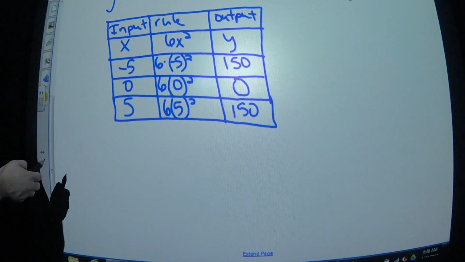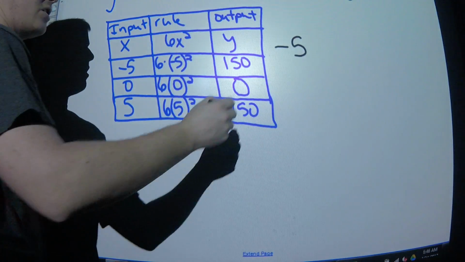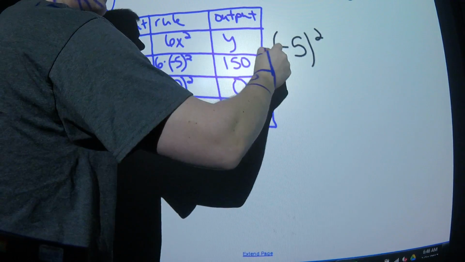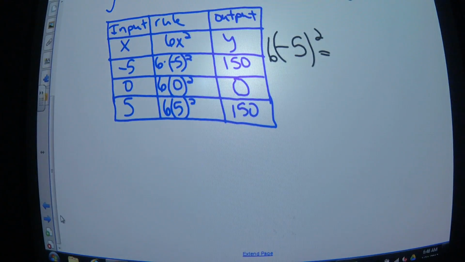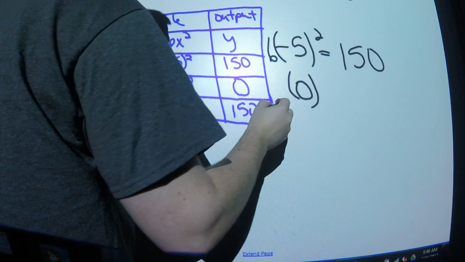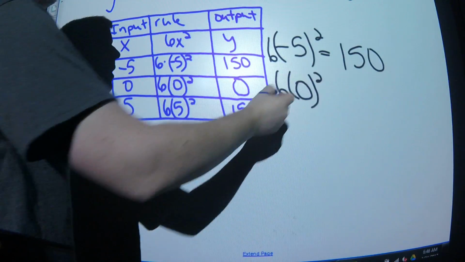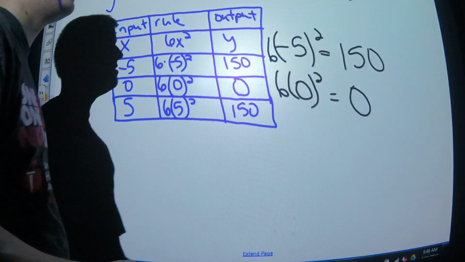So looking at it, you've got -5. So -5 squared times 6. Well, -5 squared, -5 times -5 is going to be 25. 25 times 6, well, there's 4 quarters in a dollar, leaving me with 2. That would be 150. Then when x is 0, 0 squared is still 0. 0 times 6 is still 0. So therefore your output is 0.